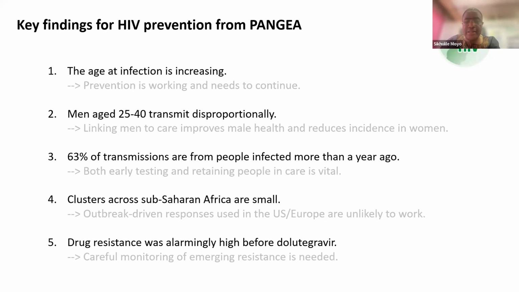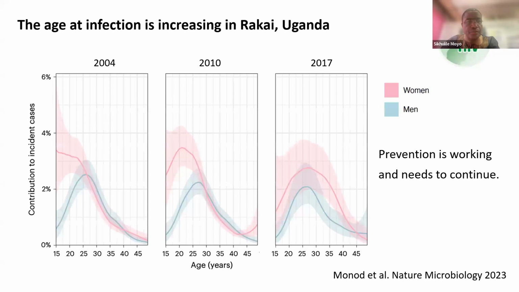We've also looked at the clusters that we've identified and characterized the clusters across East and Southern Africa. I'm going to draw your attention to that. And also, most importantly, monitoring drug resistance, which is very important, especially in the era of dolutegravir. Next slide. I've already mentioned the changing profile of age. Here is data from Uganda, showing us that the age of infection is increasing. Next slide.